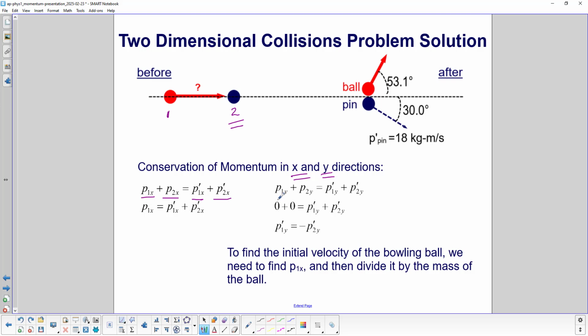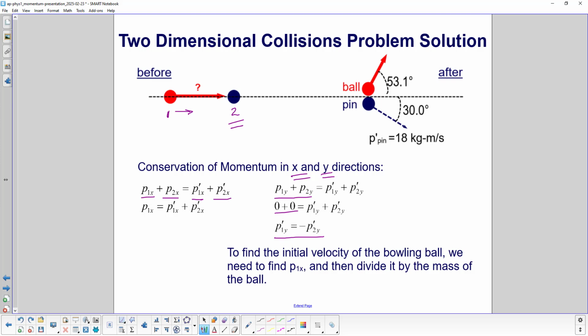Now let's look in the y direction. Our initial momentum in the y direction is 0 plus 0, right? Because the ball is just moving in the x direction and the pin is not moving at all. That will equal P'1y plus P'2y, and do a little algebra and we get this right here.